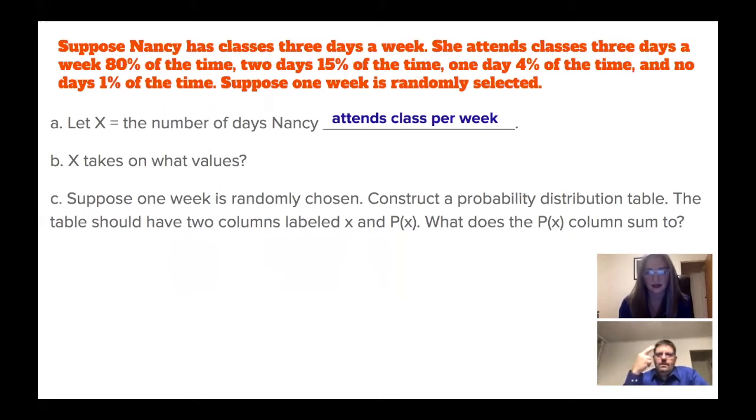0, 1, 2, or 3. That feels familiar. Right? So suppose 1 week is randomly chosen. Construct a probability distribution table. The table should have 2 columns labeled X and P of X. What does the P of X column sum to?